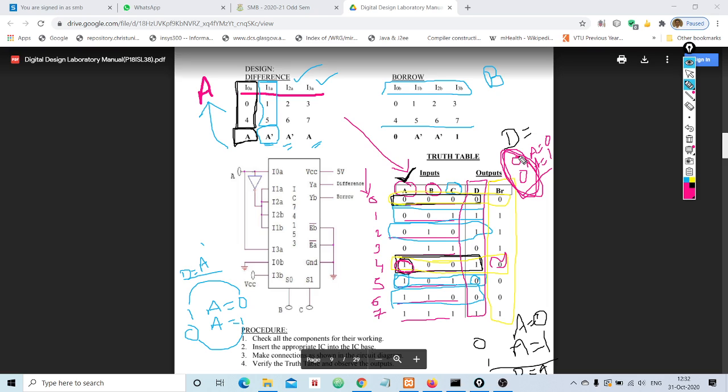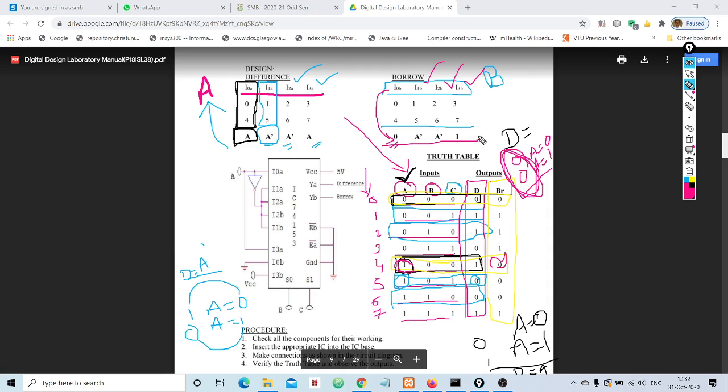The value will be 0 itself, and hence the input value for I0B will be 0. Clear? Similarly, you need to find out the input values for I1B, I2B, I3B exactly by following the same procedure. Clear? Okay, this is the design. This is very, very important.